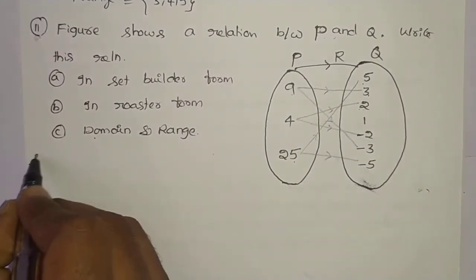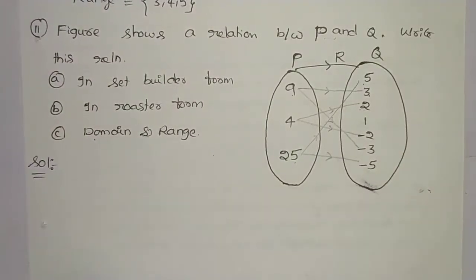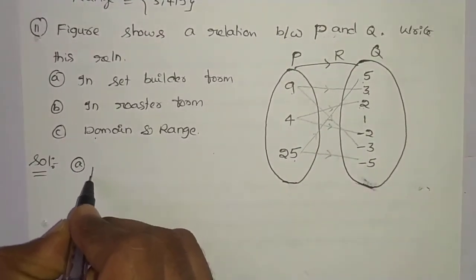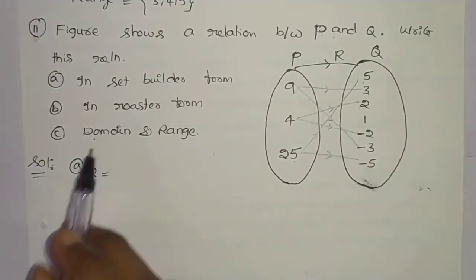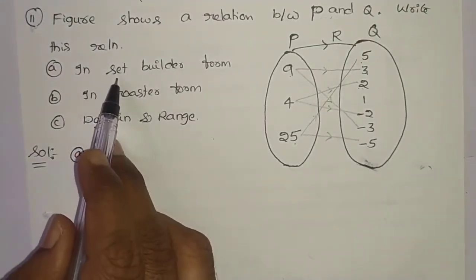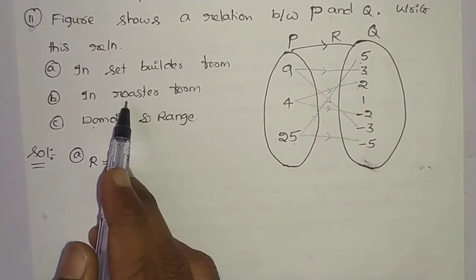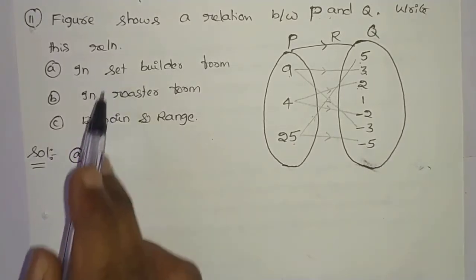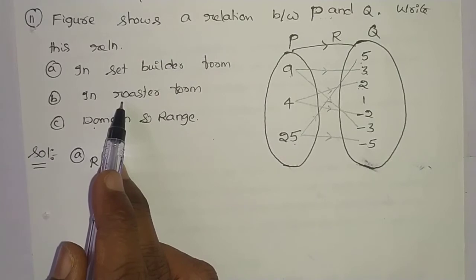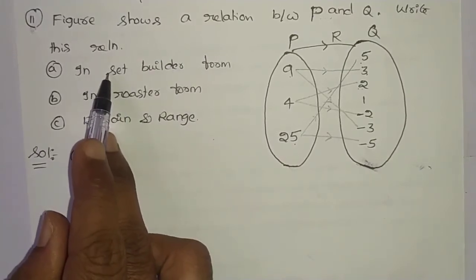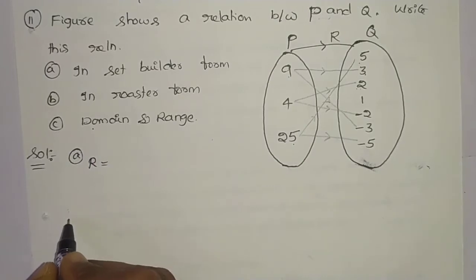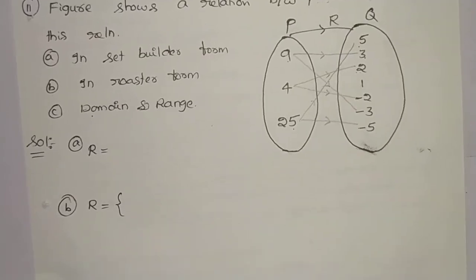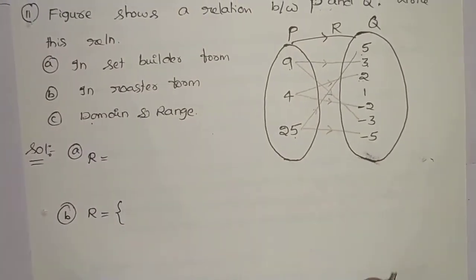Okay, now let us find out. Let us write this relation in set builder form and roster form. First question, we have to represent this in set builder form. I will first write the relation in roster form, and after that I will write it in set builder form. Let us find the roster form first. Relation R equals, roster form is what?